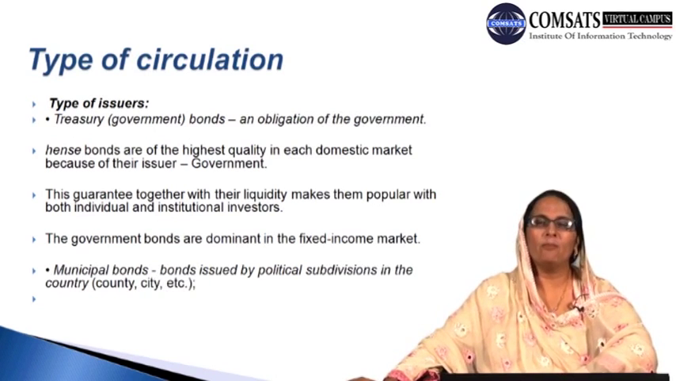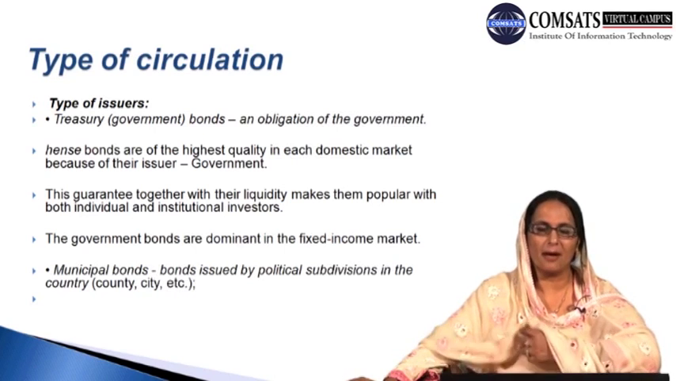The type of issue shows which body is issuing them. We have the government, which is an important body issuing bonds. Definitely we know that individual as well as institutional investors have belief in government purchases, and they have full belief and faith in the purchase of bonds from the government body. And government bonds are dominant in the fixed income market.